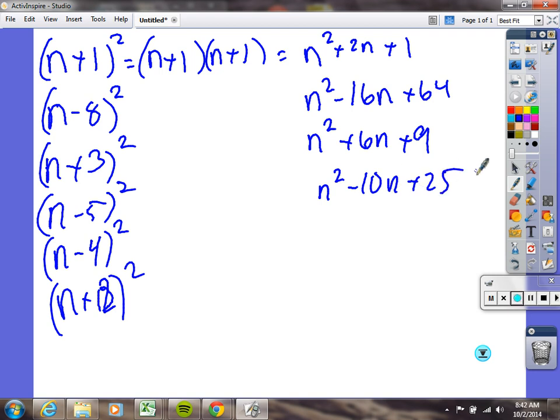Do we see a pattern? No patterns? Okay, hold on. We're going to wait till the last one and hook you guys up. What did you guys get? N squared minus 8N plus 16. Awesome. Do we see a pattern?